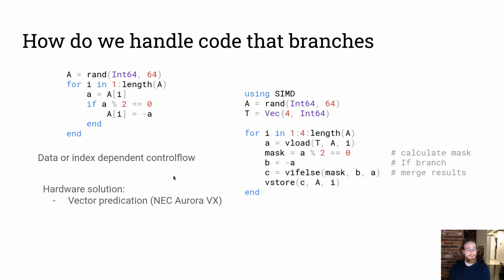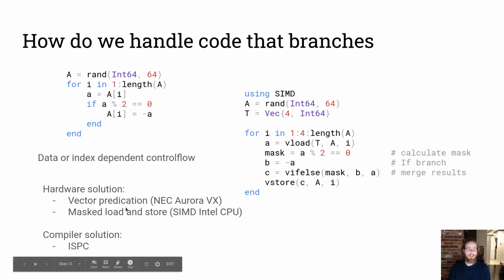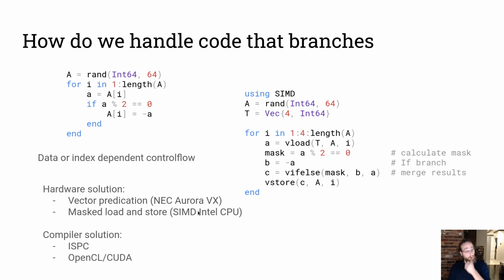So as an example, if you look at some interesting accelerators like the NEC Aurora VX, you can use predication, where each vector operation takes a predicate. You have mask load and stores on the Intel CPUs. There are also compiler solutions like the Intel SIMD compiler, which will translate scalar code into vector code with mask loads and stores. And then OpenCL and CUDA also have the capability of executing what they call divergent branches, and we will talk about that in a little bit.